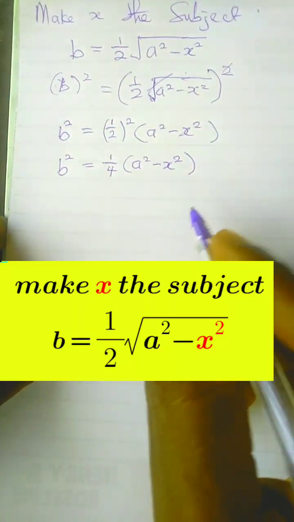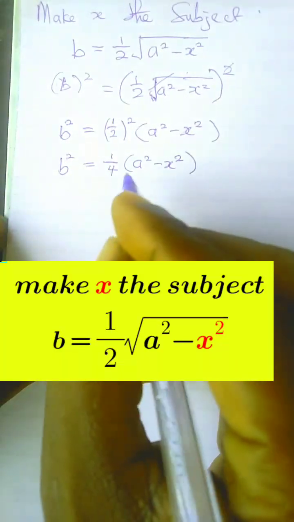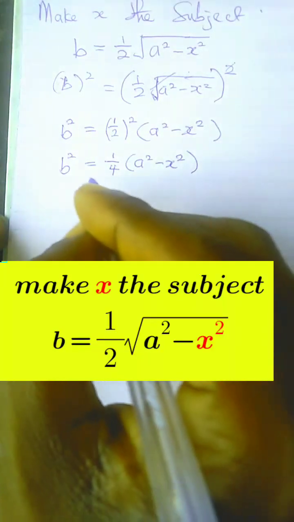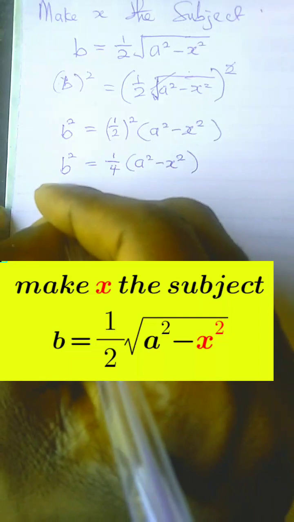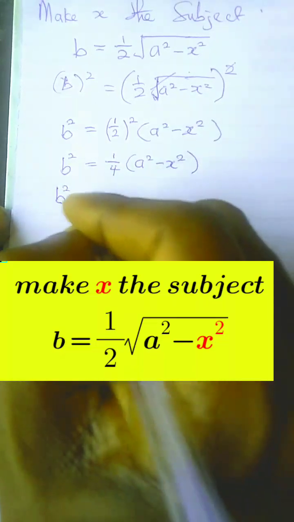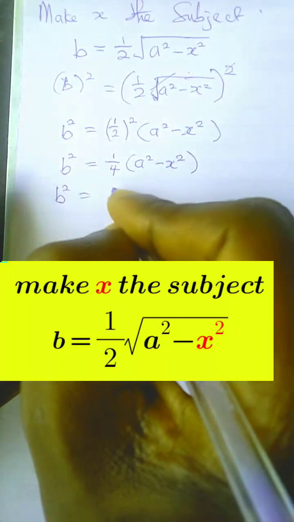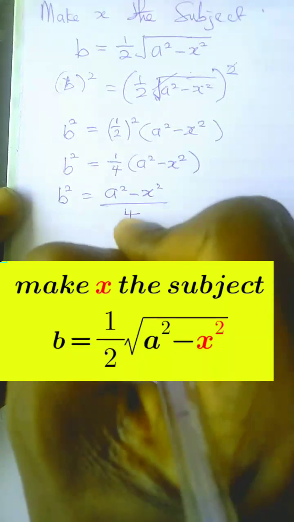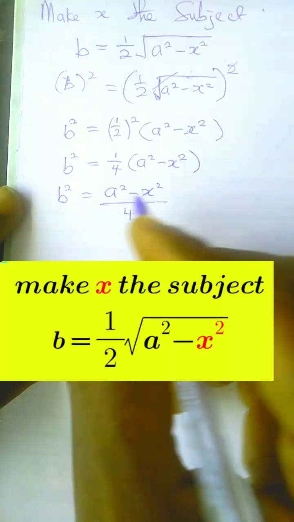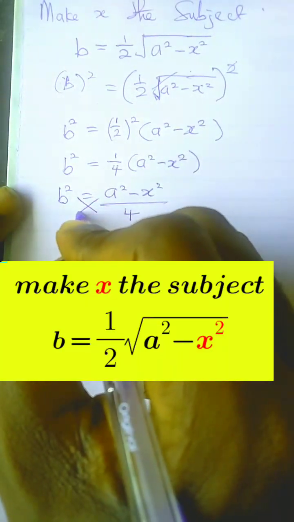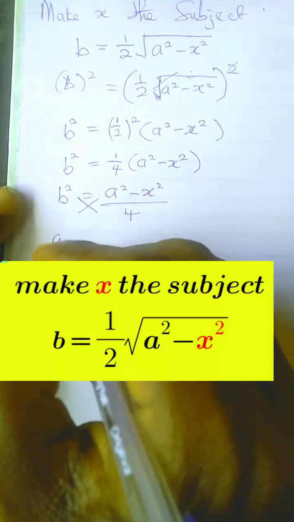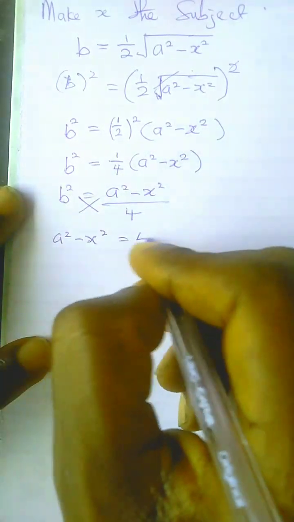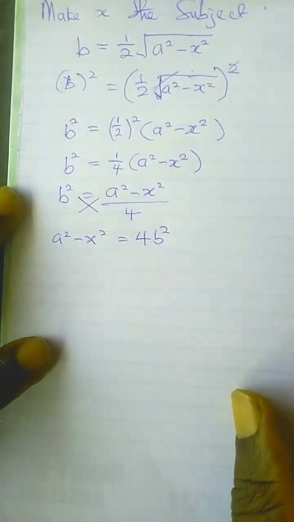Now the next thing we are going to do is to cross multiply. Let's cross multiply. Remember that this thing here can be written as a square minus x square over 4. These two things are the same. So if we cross multiply now, I'll have that a square minus x square is equal to 4 times this, which is 4b square.